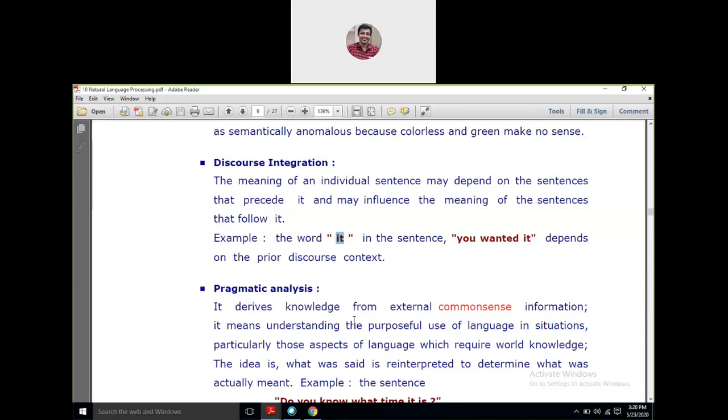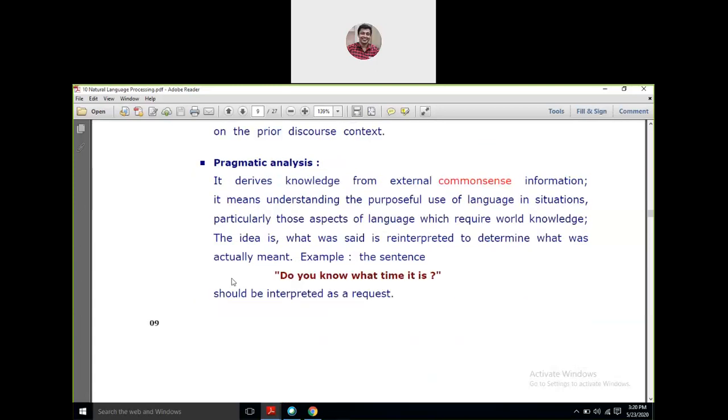But how do we make the system understand these kinds of details? Now comes pragmatic analysis. What is this pragmatic analysis? Pragmatic analysis is all about handling common sense information.